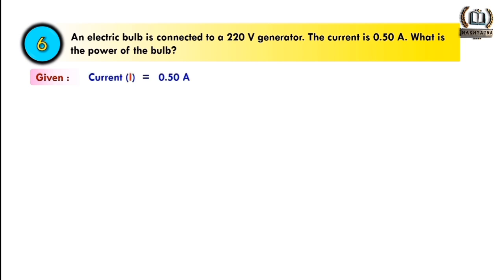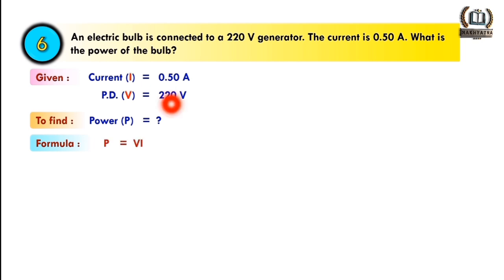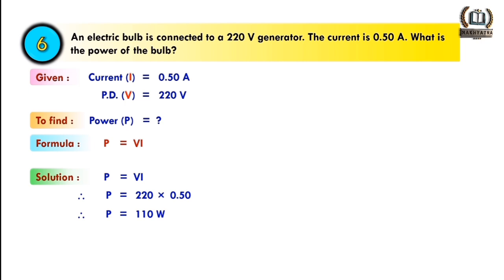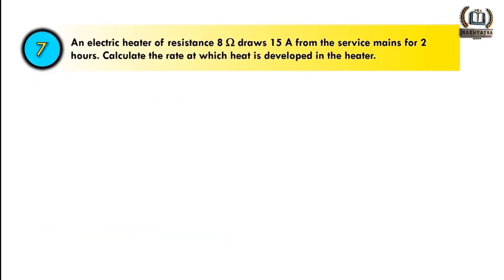So we are given current equal to 0.5 ampere, potential difference is 220 volt. So we have to find out the power. We can use the power formula from the given values, power equal to V into I. So we know the value of V and I, right? By putting the values and calculating, we will get power equal to 110 watt. So the power of the bulb is 110 watt. Formula based question, right?